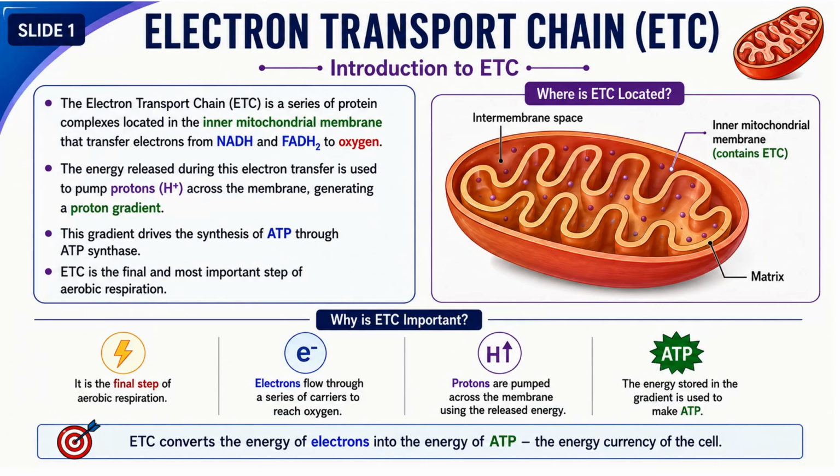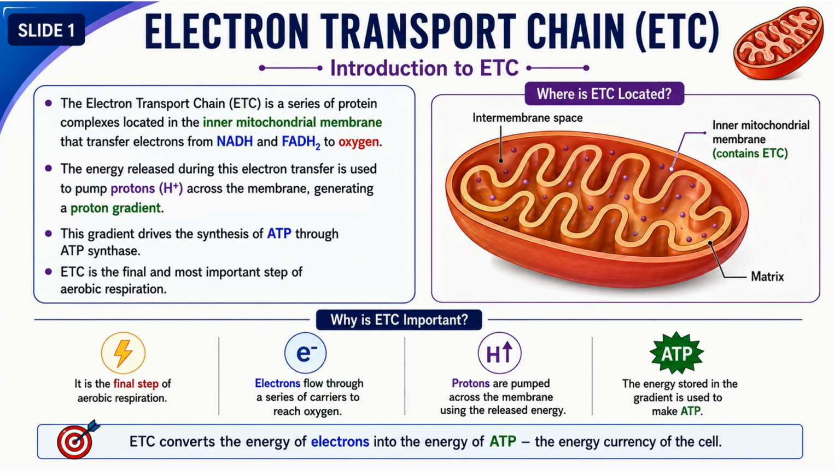Introduction of the Electron Transport Chain. The Electron Transport Chain, or ETC, is the final major stage of aerobic cellular respiration and plays a central role in ATP production. It is located in the inner mitochondrial membrane, where a series of protein complexes work together to transfer electrons and generate energy. The electrons mainly come from NADH and FADH₂, which are produced during glycolysis, pyruvate oxidation, and the citric acid cycle. These electron carriers deliver high-energy electrons to the electron transport chain.